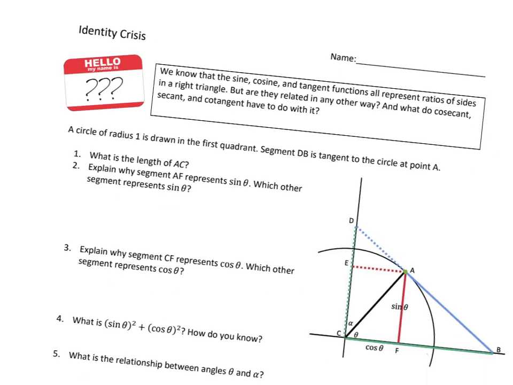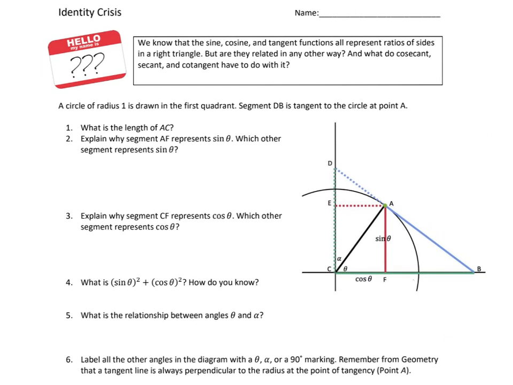Okay, so we're looking at this diagram. It says a circle of radius 1 is drawn in the first quadrant. Segment DB is tangent to the circle at point A. So that means that DB, the blue line, touches the circle once at point A. What is the length of AC? And then explain why segment AF represents sine and which other segments represent sine.